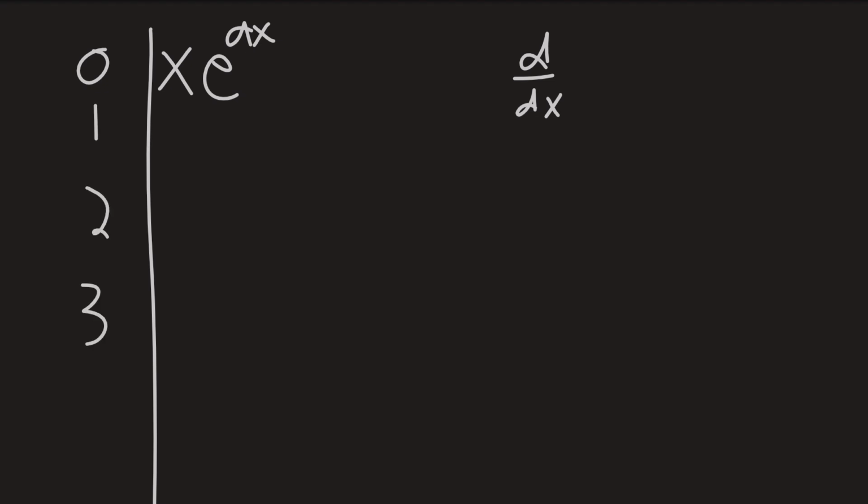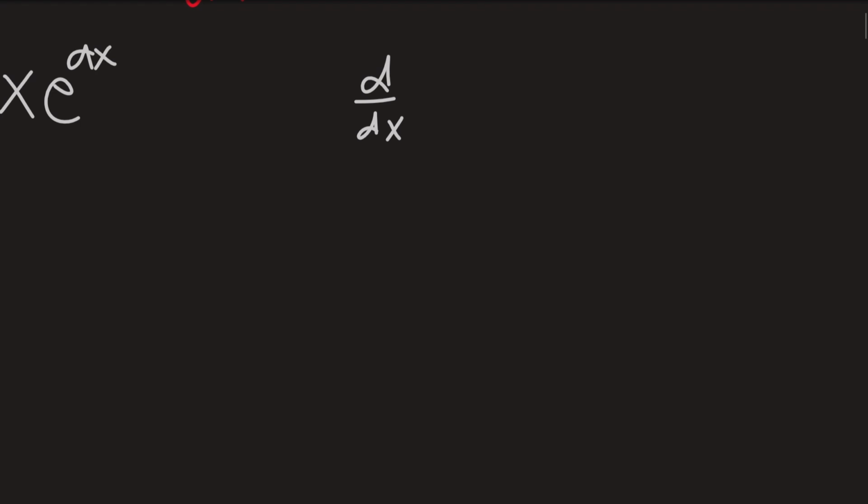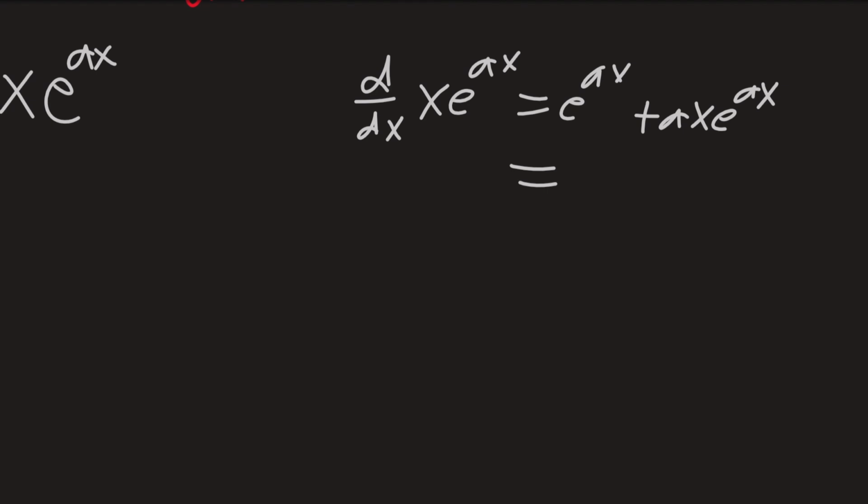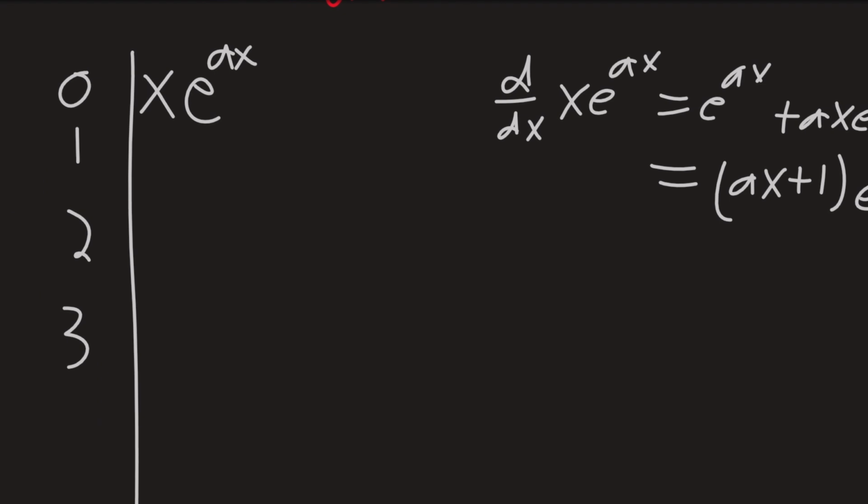If we actually differentiate our function x e to the ax by product rule, this really isn't that bad. We just get e to the ax plus ax e to the ax. And what we can do here is just factor out this e to the ax. So what we're left with is ax plus 1 times e to the ax. So yeah, let's write that over here. We have ax plus 1 e to the ax.